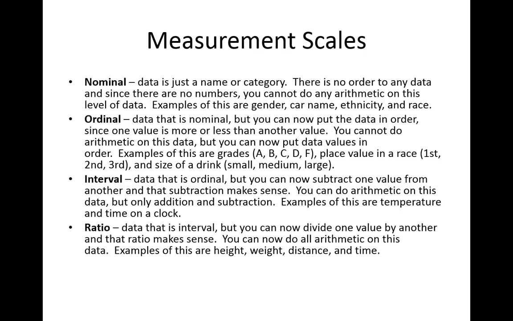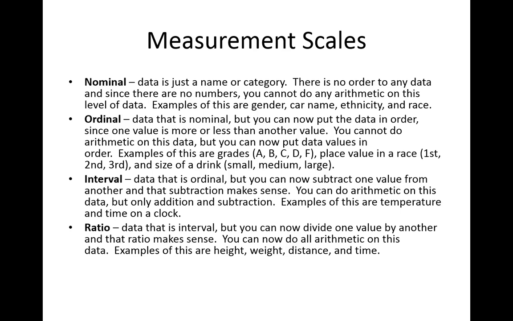Nominal data is data that is just a name or category. Okay, that sounds a lot like qualitative data, doesn't it? And indeed, nominal data is a subset of qualitative data. So qualitative data could be nominal or could be other kinds of data, but nominal is one of those things that qualitative data can take on, because it's just a name, it's a description.